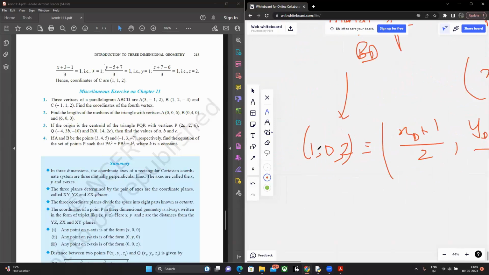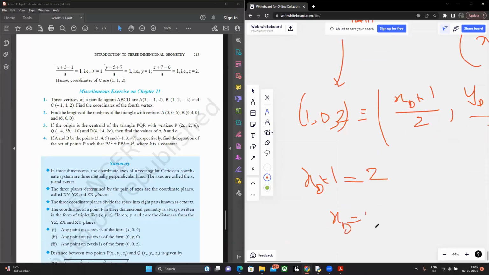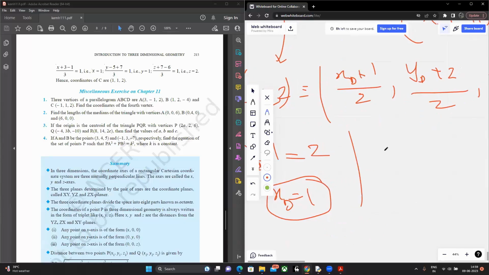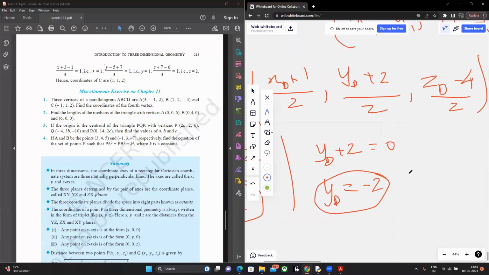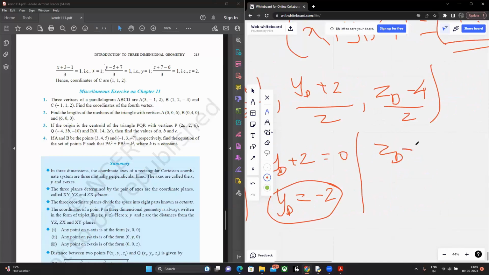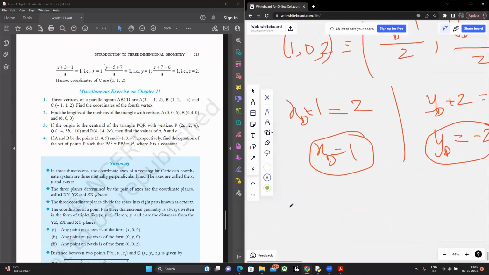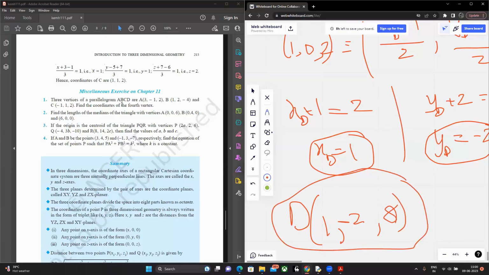Since this is equal to 1, xd plus 1 is equal to 2, that is, xd is going to be equal to 1. Then yd plus 2 is going to be equal to 0, or yd is equal to minus 2. Similarly, zd minus 4 is going to be equal to 4, or zd is going to be equal to 8. Therefore, the coordinates of the point D are (1, -2, 8). And that is how you solve the first question.